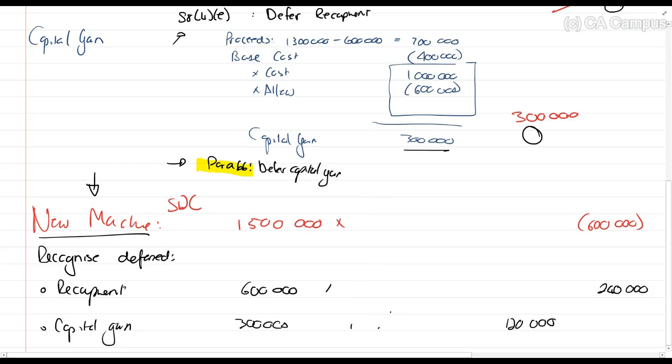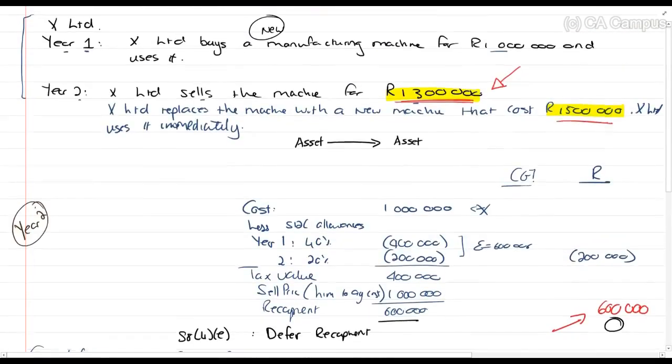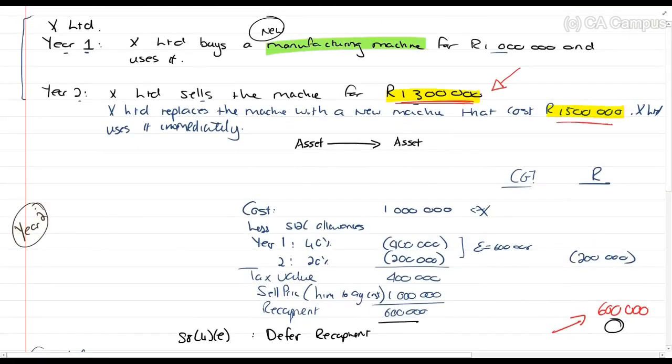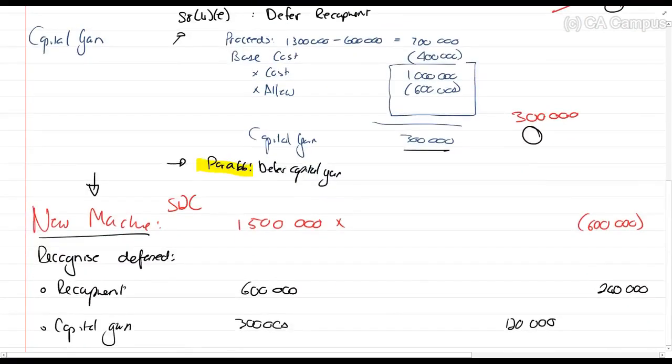Now I want to show you. Let's say you took this manufacturing machine, and instead of replacing it with a manufacturing machine, you replaced it with a new factory. Let's just say a factory. So what would happen? Here you would say a new factory, so that would be 1.5 million times 5%. If you do that, the recoupment will then be times 5%, and the capital gain will be times 5%.